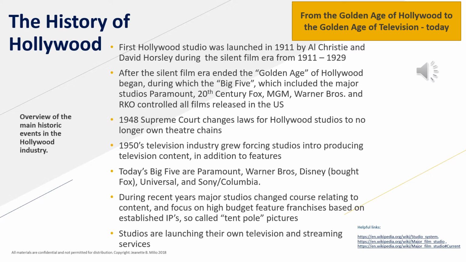Hollywood studios could no longer own their own theater chains. In the 1950s, a big change occurred again. The television industry grew, forcing studios into producing television content in addition to features. Today's Big Five are Paramount, Warner Brothers, Disney, which bought Fox, Universal, and Sony Columbia. And during recent years, these major studios changed course relating to the content they're producing. Today, they're mainly focused on high-budget feature franchises based on established IPs, also called tentpole pictures. And of course, studios are launching their own television and streaming services.